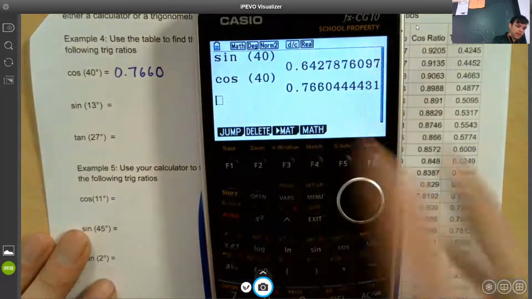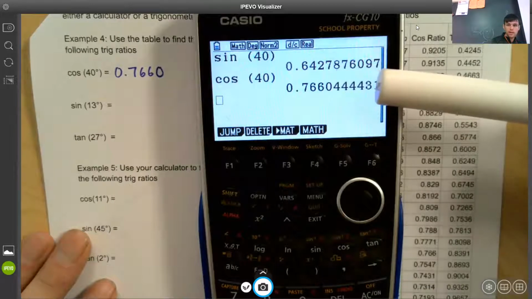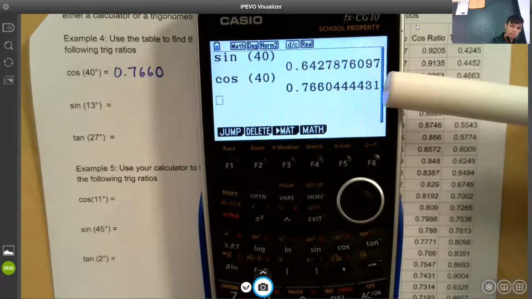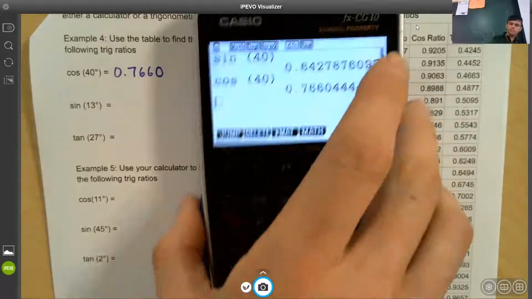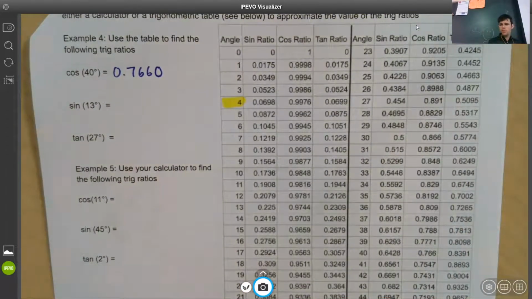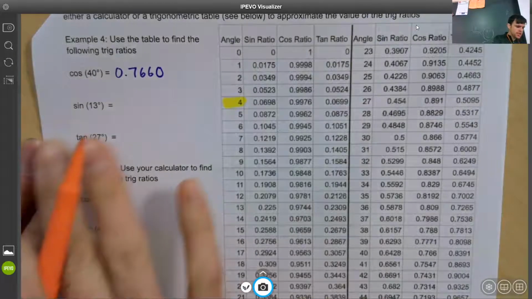And you can see, yeah, if I cut it off at 4 decimal places, that's what our table gave us. But for certain problems, we may need or want to be more accurate than that. So we may need to use a longer decimal approximation. Generally, 4 decimal places is kind of the limit of how much rounding you want to do, give or take. All right, next question, sine of 13, tangent of 27.